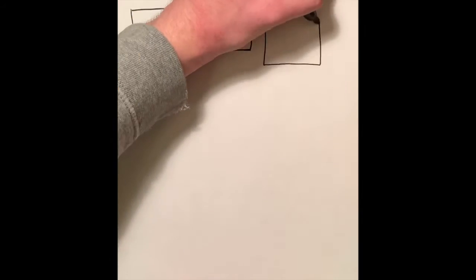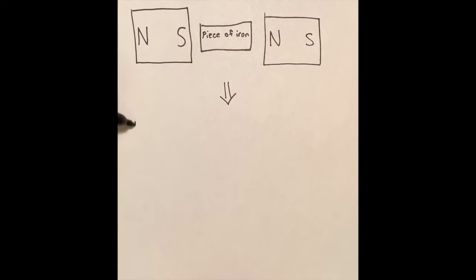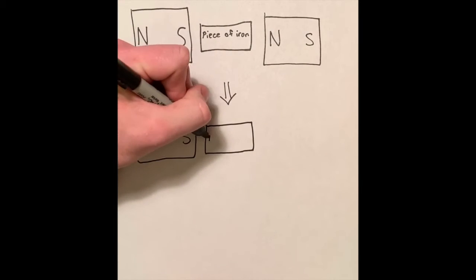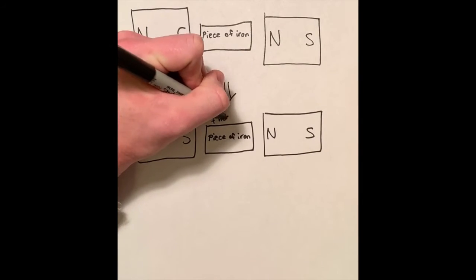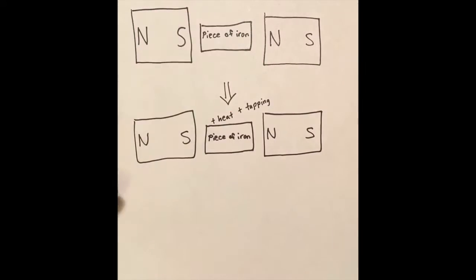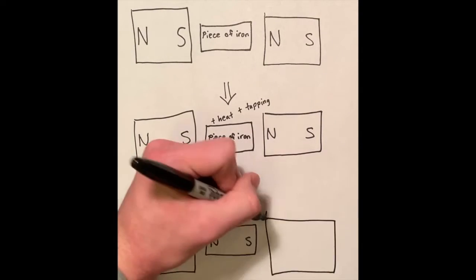This of course can be changed rather simply by placing the piece of iron in between a north and south magnetic pole, and heating and tapping your piece of iron. Once cooled, the two magnets on either side can be removed, and you will have magnetized your piece of iron. Since you still have the same piece of iron, it begs the question as to what exactly occurred in that process. The answer is quite simple.